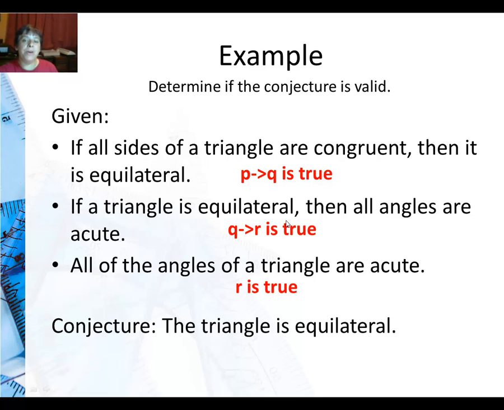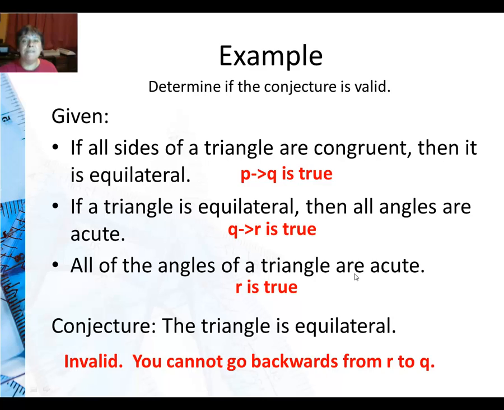Well, you can't really go backwards in using the law of syllogism. You can only go from P to Q and Q to R. But you can't go R to Q and Q to P. So this is actually invalid. You cannot go backwards from R to Q.